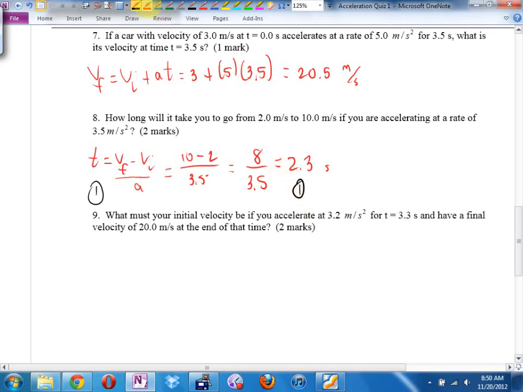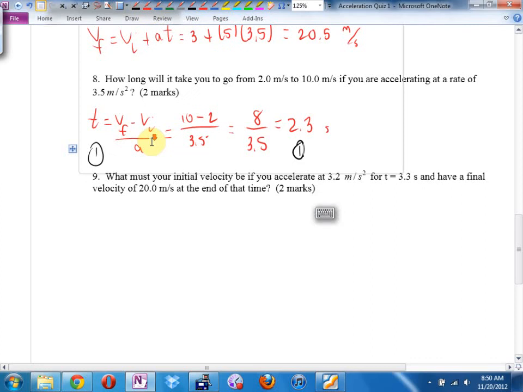What must your initial velocity be? Oh, now they want v initial, which I think is v final minus at, because would I not move the at over to the other side? I think. What must your initial velocity be if you accelerate at 3.2 meters per second squared for time 3?